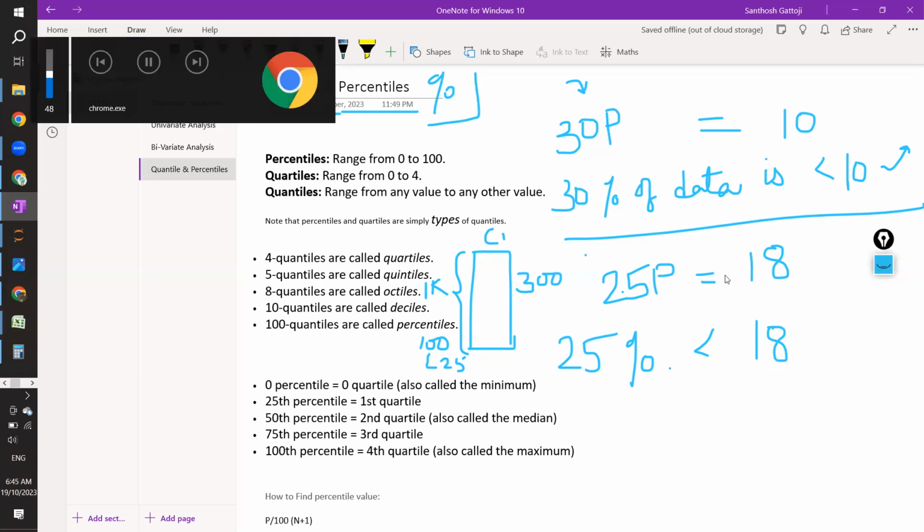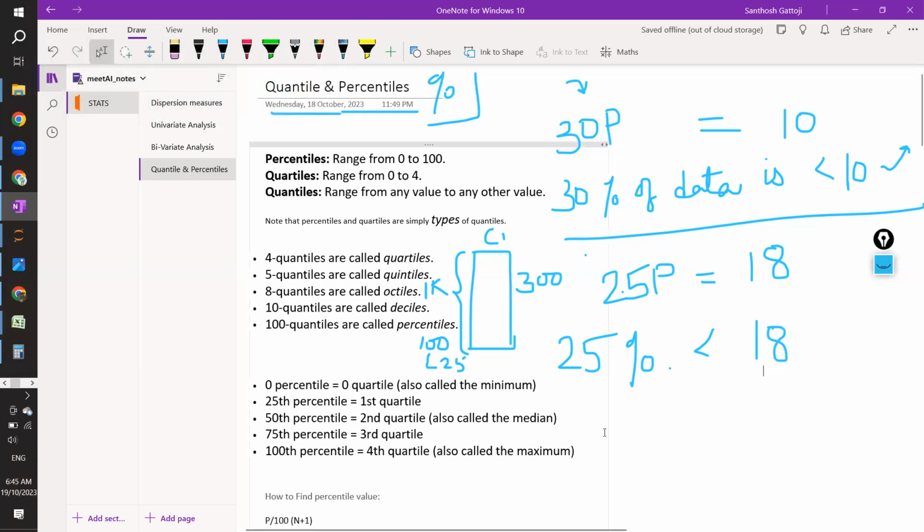When I say 60 percentile, it's like saying 60 percentage of the data. You should complete the sentence. If I say 25 percentile equal to 18, that means 25 percentage of the data is less than 18. Whenever you are giving a number to a percentile, what does that mean?